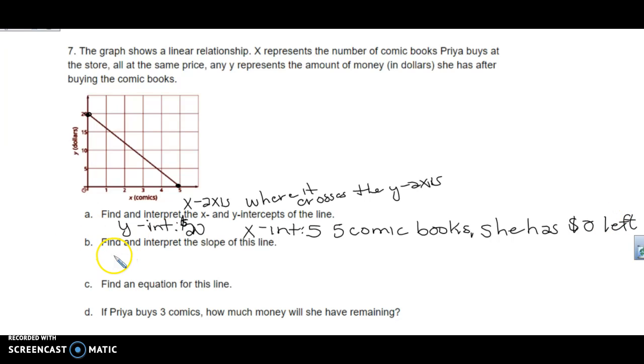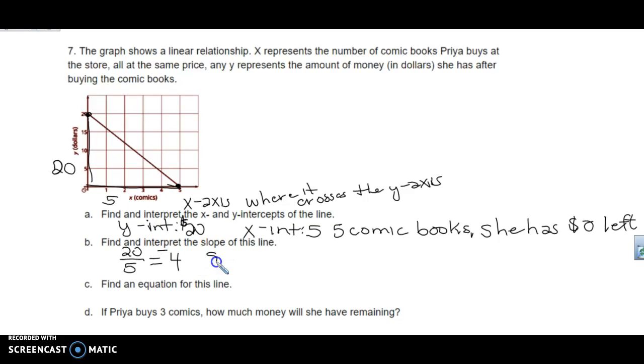Part B says find and interpret the slope of the line. Again, here it would be a good idea to draw a slope triangle. I'm just going to use the points (0, 20) and (5, 0). So my vertical is 20 and my horizontal is 5. I'm going to do 20 divided by 5, which gives me a slope of 4. Since this line is going down, this is going to be -4.